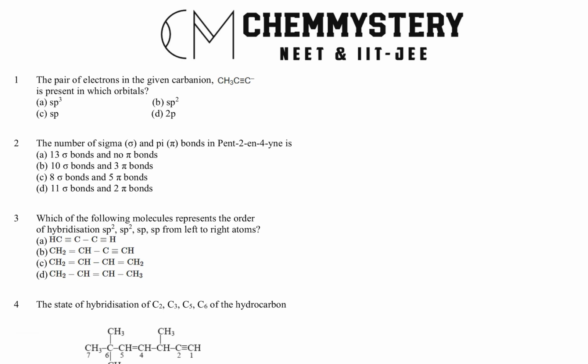The first question is, the pair of electrons in the given carbonyl is present in which orbital? So the carbonyl is given. How was this bond formed? CH3, say triple bond, if a hydrogen is attached here. Due to the electronegativity of this carbon, the hydrogen loses its electron density and leaves in the form of H+. So how was this bond formed?